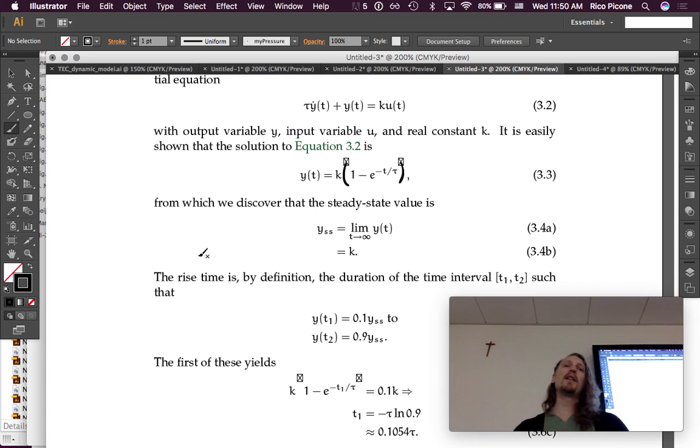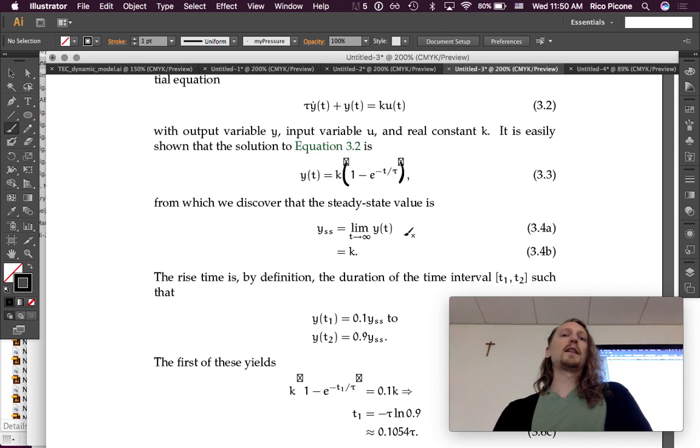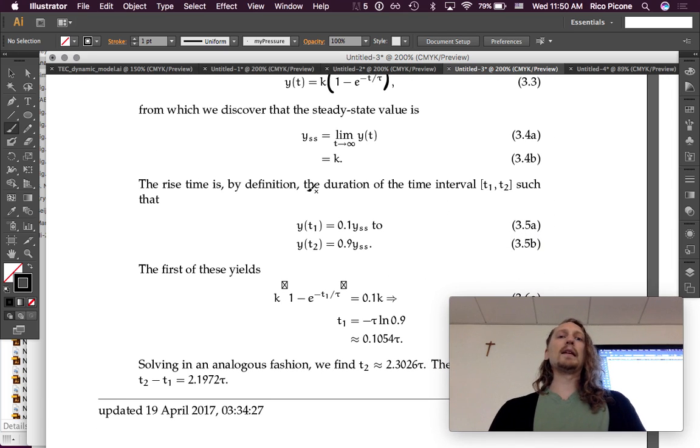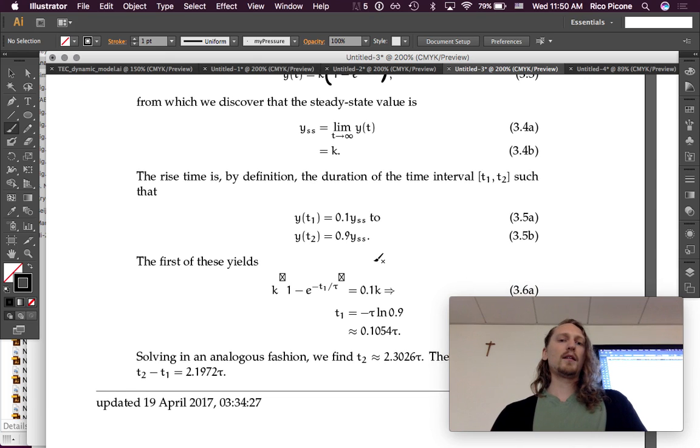From the solution we discover that the steady state value, if you take the limit as time goes to infinity, is just k, because this decaying exponential goes to 0 and you're just left with k times 1. The rise time is, by definition, the duration of the time interval between t1 and t2, such that y of t1 is 0.1 times the steady state, and y of t2 is 0.9 times the steady state.